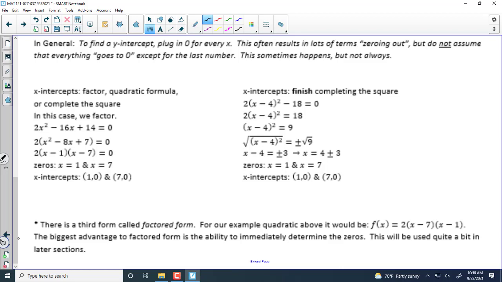Now it turns out when something's written in the vertex form, what you actually do is use a technique which I like to call finishing completing the square, which I'm going to show you in the very next example.